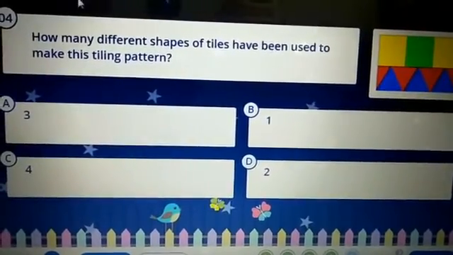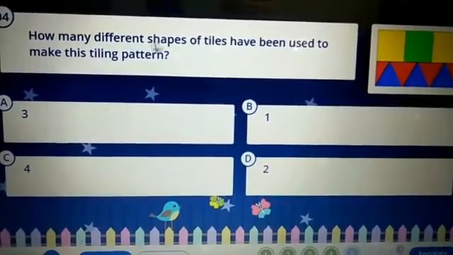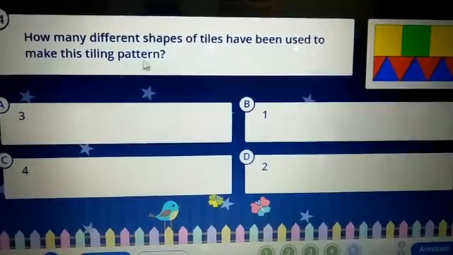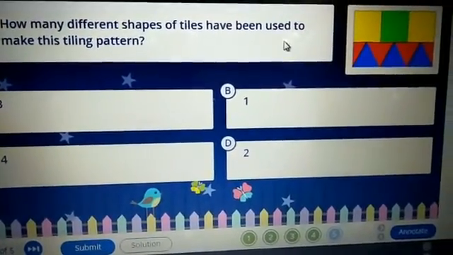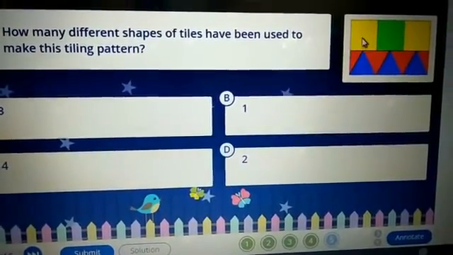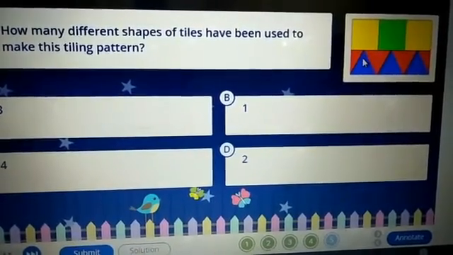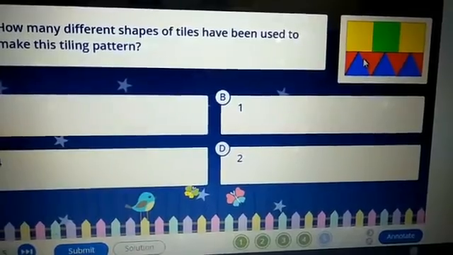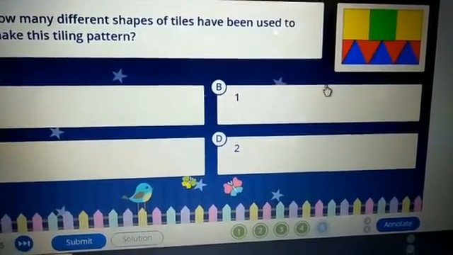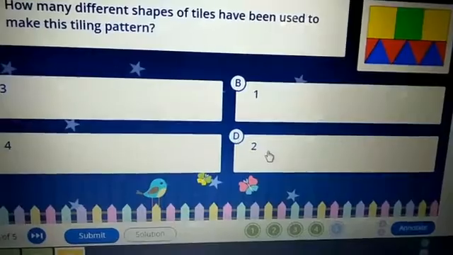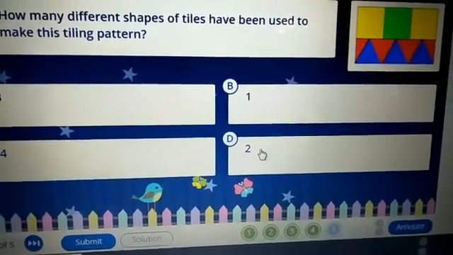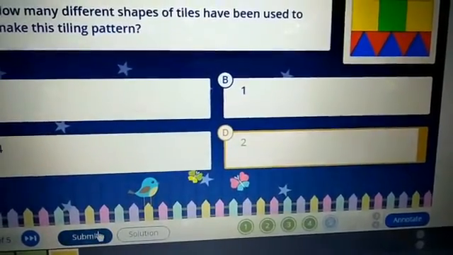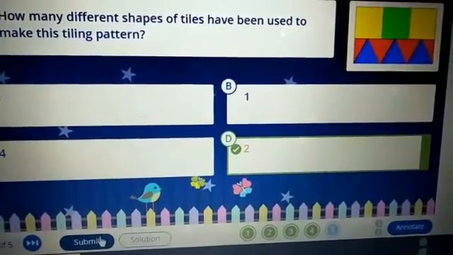Our fourth question. How many different shapes of tiles have been used to make this tiling pattern? How many figures did they use here? 1, 2. So they are using square and triangle. So 2 figures only, no? So where is it? In the D option. I select D. Shall we check? Yes, our answer is correct.